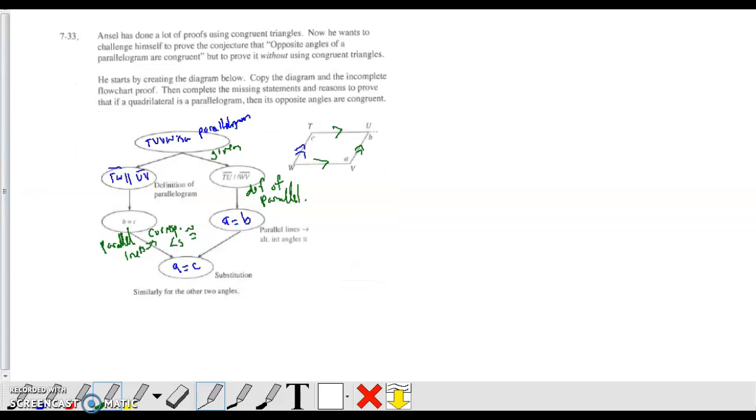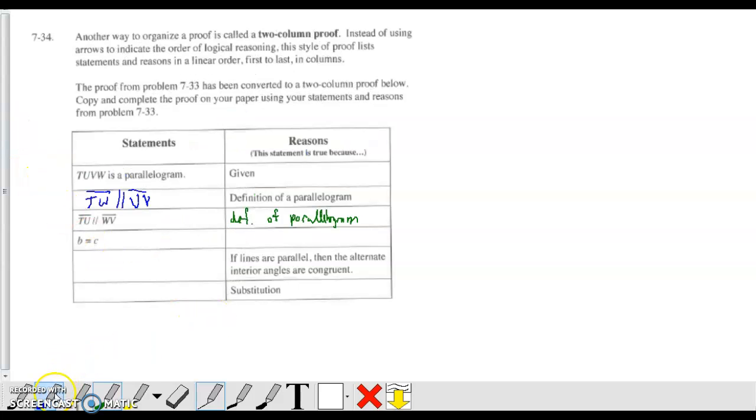So B was equal to C, so let's see what we wrote. We wrote parallel lines lead to corresponding angles. So that's exactly what we're going to write here, and you can write it out in a sentence.